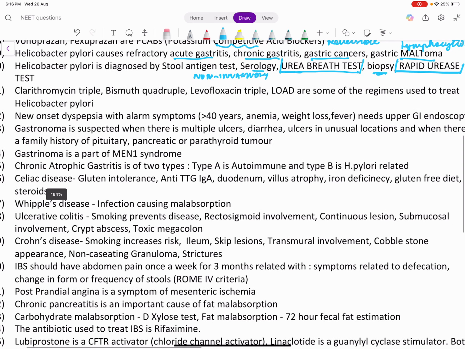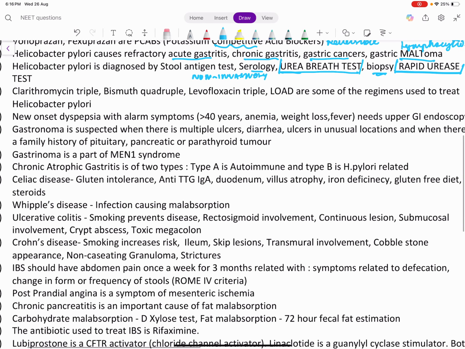How will we treat Helicobacter pylori? There are so many regimens. A few common named regimens are clarithromycin triple, that is a PPI plus clarithromycin plus amoxicillin. Bismuth quadruple, where bismuth and metronidazole come in. Levofloxacin triple, and LOAD, which is also levofloxacin, and doxycycline will be given there.